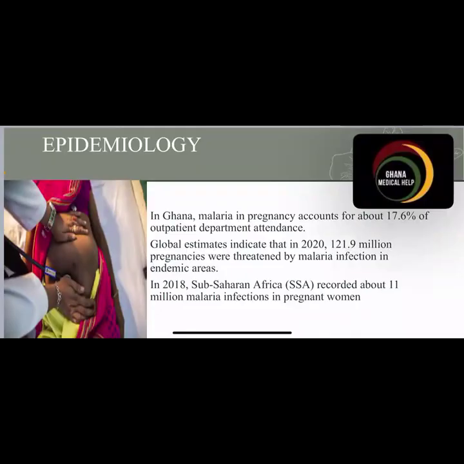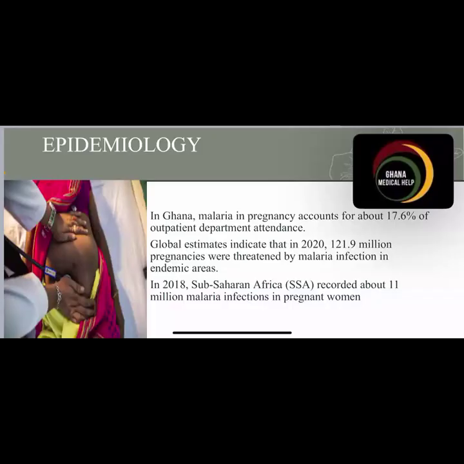In Ghana, malaria in pregnancy accounts for about 17.6% of the outpatient department attendance. This is a snippet from the research that was done at Ejisu government hospital. Now, if you have 41% of the cases being due to malaria, out of that you have 17.6% being in pregnant women, then you know that that's a very huge number and it's a cause for concern.